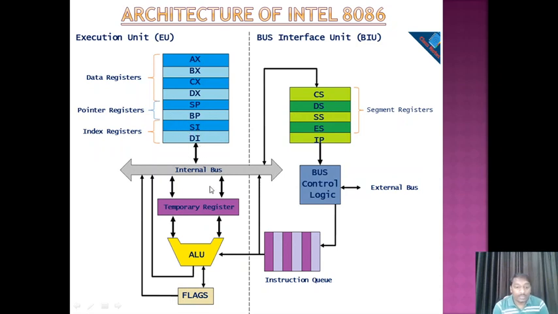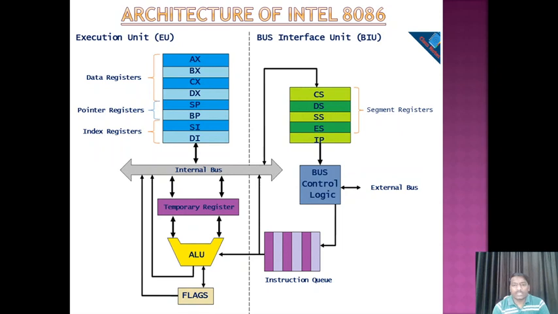Besides this, there is an arithmetic logic unit and flag register. Also, the decoding circuitry and control unit are also part of the execution unit. The execution unit performs all the operations upon the instruction of the control unit and with the help of the arithmetic logic unit. The second unit is the bus interface unit, which is used for communication or interfacing with the outside world.